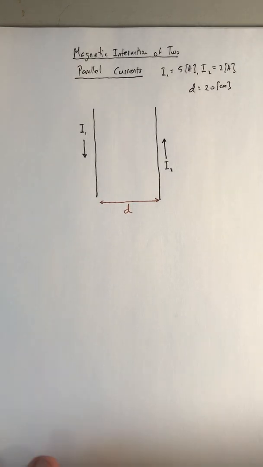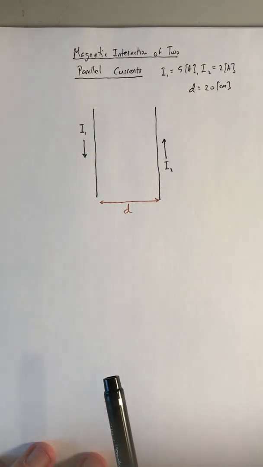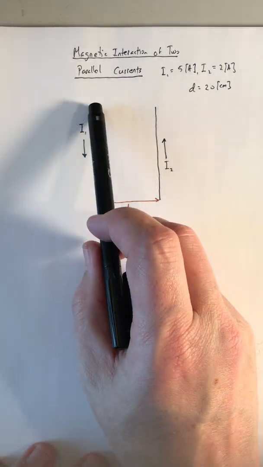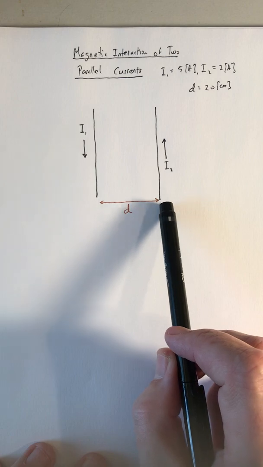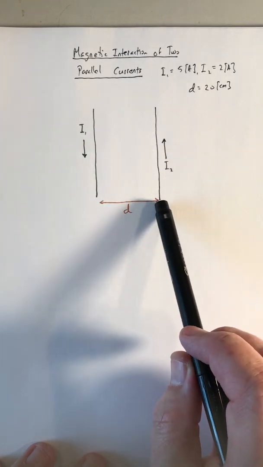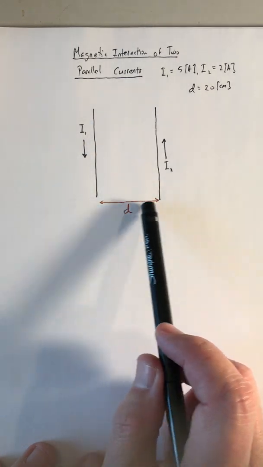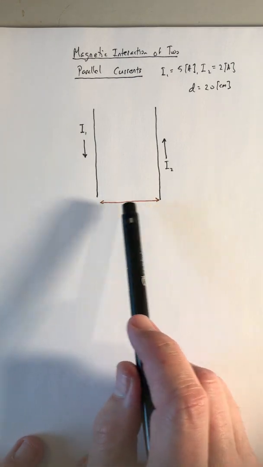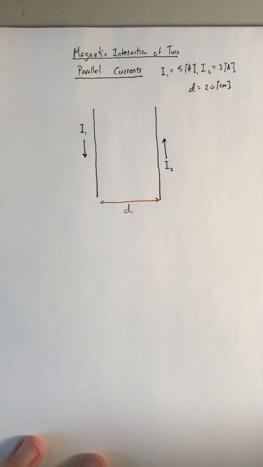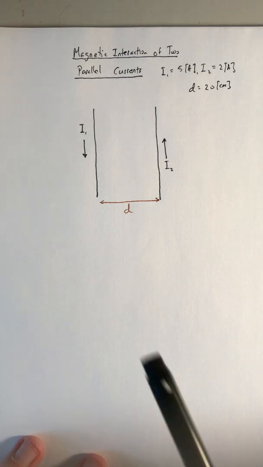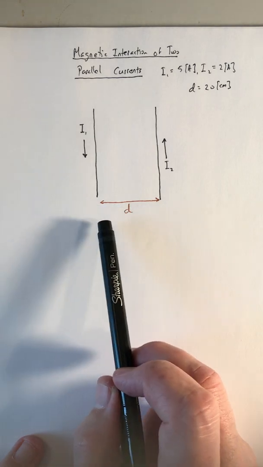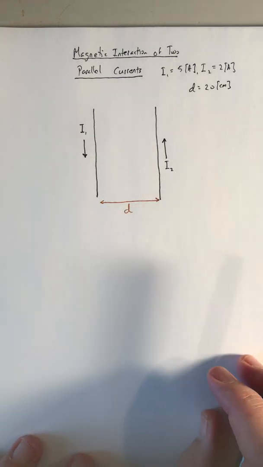In this example, I have two currents that are carried by long straight wires. I1 is going down the page. I2 of 2 amps is going up the page. And the two wires are very long straight wires, and they're separated by a distance of 20 centimeters. We want to find the direction and magnitude of the magnetic force that these two currents are exerting on one another.